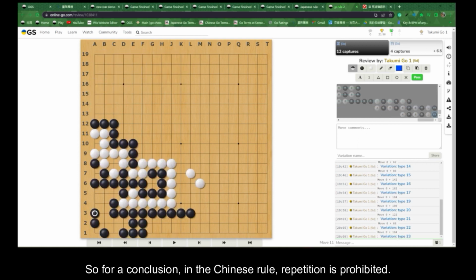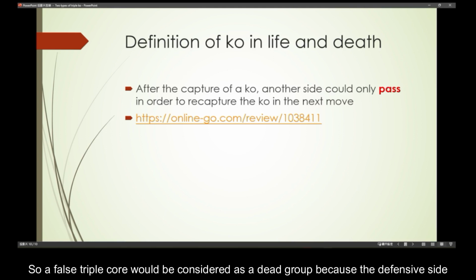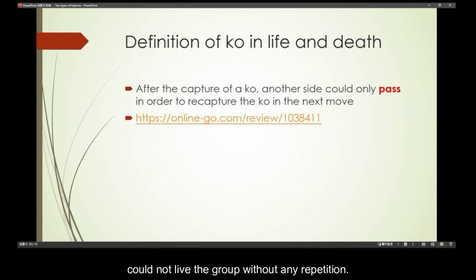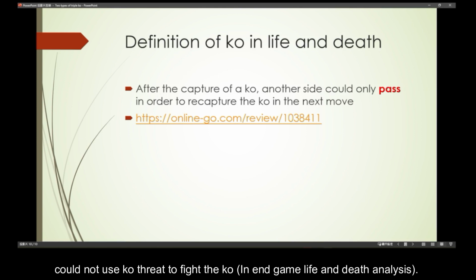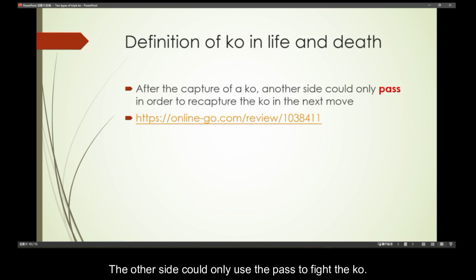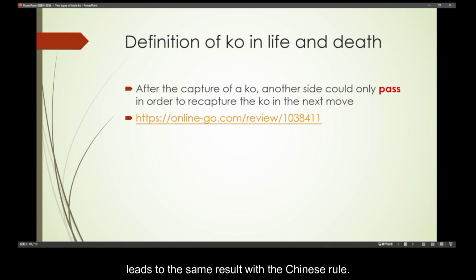So, for our conclusion, in the Chinese rule, repetition is prohibited, so a fourth triple ko would be considered a dead group because the defensive side could not leave the group without any repetition. And in the Japanese Go rule, by this definition, after the capture of a ko, the other side could not use ko threats to fight the ko. The other side could only use the pass to fight the ko. Then this definition could also determine the fourth triple ko as a dead group, which leads to the same result as the Chinese rule. Only the Korean rule would allow the fourth triple ko as a draw.